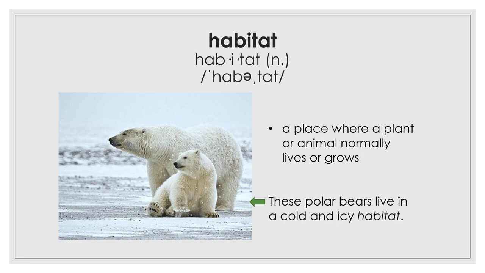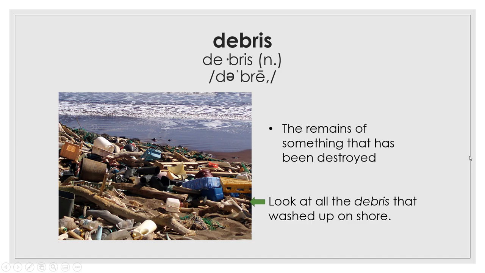We know what a habitat is, a place where a plant or an animal normally lives or grows. I know you guys know what a habitat is. As before we left for spring break, you guys were doing your ecosystem projects. In order for you to know what an ecosystem is, you have to know what a habitat is. So it's a noun, right? Habitat, three syllables. And the sentence that I came up with is, these polar bears live in a cold and icy habitat. So we'll be seeing how that plays into our story this week.